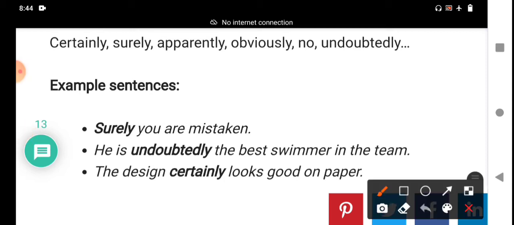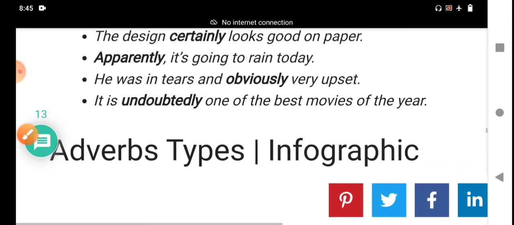Surely, you are mistaken. He is undoubtedly the best swimmer in the team. The design certainly looks good on paper. These are the adverbs of negation and adverbs of affirmation.